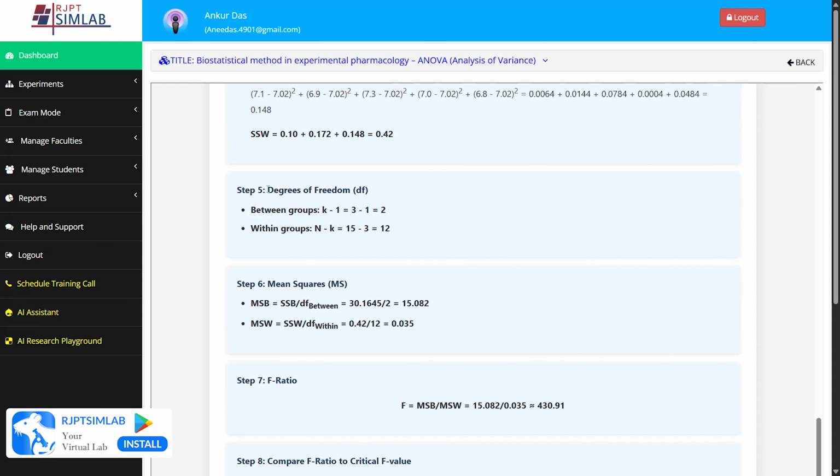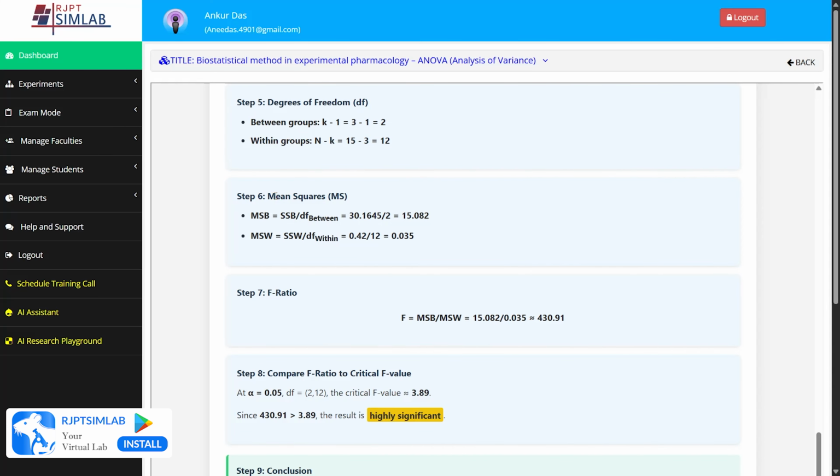Now we will jump on to the fifth step, which is the degree of freedom, also denoted as DF. Degree of freedom has two categories: it is calculated between the groups and within the groups. When we calculate between the groups, the formula says k minus 1, where k is 3, so 3 minus 1 is equal to 2. And within the groups, we calculate n minus k, so the formula says 15 minus 3 equals 12.